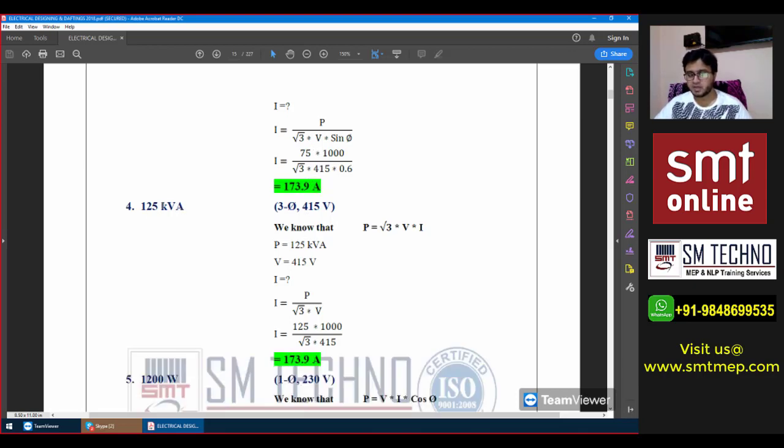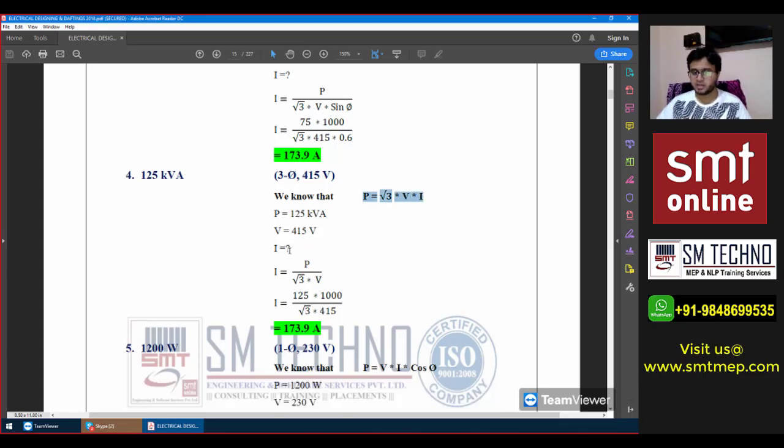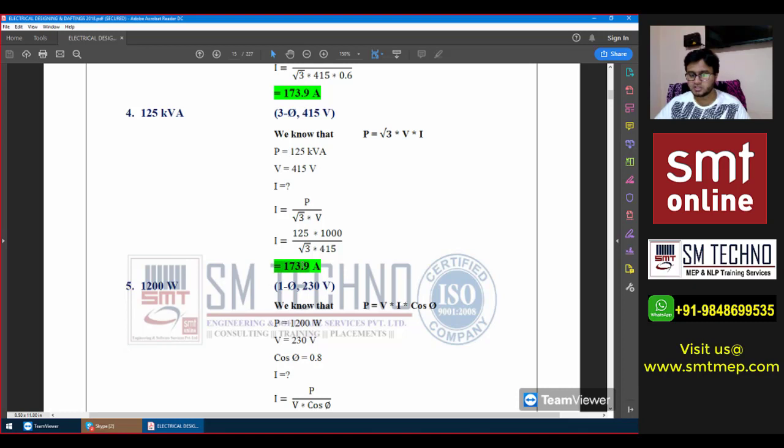Next we are having 125 kVA. kVA is nothing but apparent power. More than 25 kVA is 3-phase. So the 3-phase formula is P equal to root 3 VI. P is 125, V is 415, I equal to how much? Based upon that we are getting 173.9 ampere. This much current is required to run this much load.